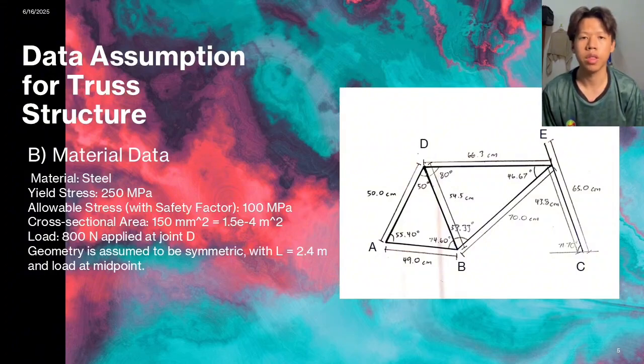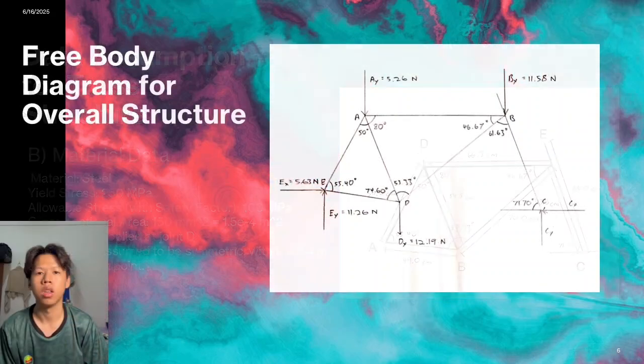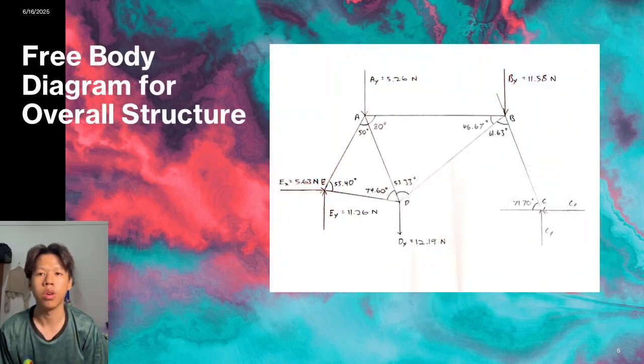The load applied at the joint D is 800 Newton, and we assume that the geometry is symmetric with L equal to 2.4 meter and the load at the midpoint. This is the free body diagram for the overall structure, labelled as A, B, C, D and E, where D is where the load is applied.